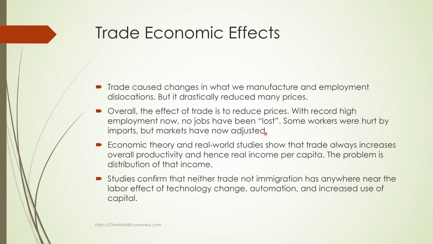Economic theory and real world studies show that trade always increases overall productivity and hence real income per capita. The problem is distribution of that income, as we're talking about now. Studies confirm that neither trade nor immigration has anywhere near the labor effects of technology change, automation, and the increased use of capital on shifting the demand for labor. And we'll see more of that with AI now.